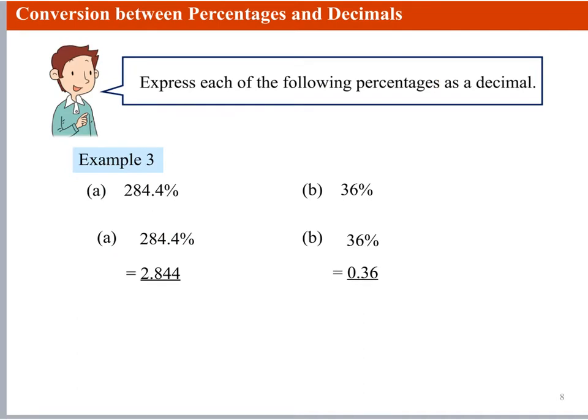Here are more examples. We move the decimal point 2 places to the left, then it will become 2.844. This one, example B, move 2 places to the left, then it makes 0.36.